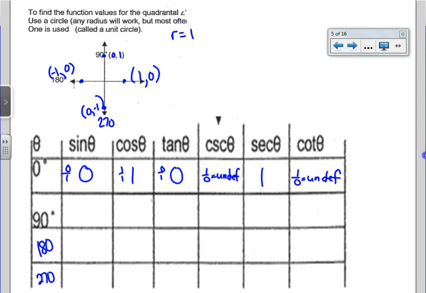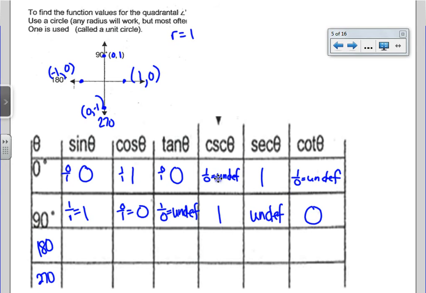Okay, at 90 degrees, this time sine would be y over r, which is a 1. Cosine is x over r, which is a 0. Tangent would be y over x, which is undefined. Cosecant, if I flip a 1 over 1, I get a 1. Secant, if I flip a 0 over 1, I get an undefined value. And cotangent, if I flip a 0 over 1, I get 0.